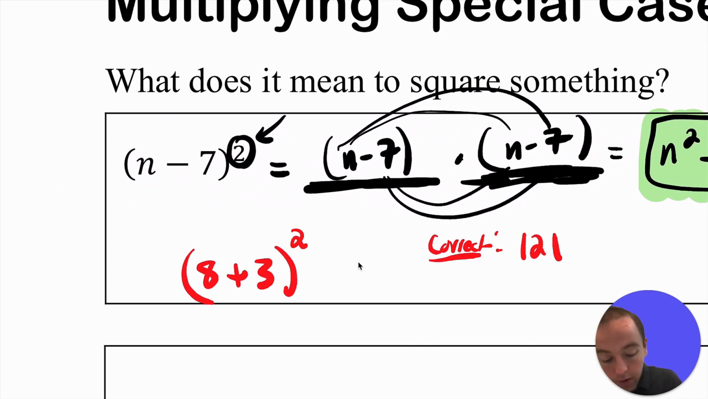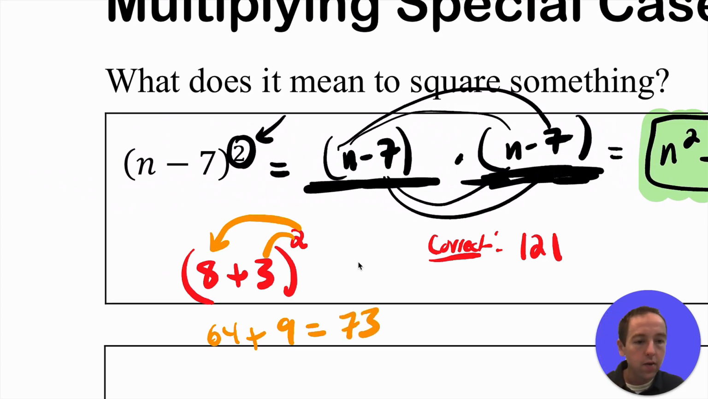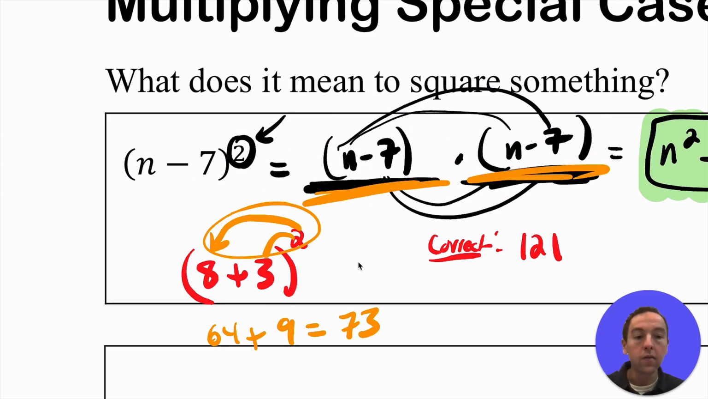If you thought you could square everything separately and do 64, then square the other and get 9 and add those together, well, 64 plus 9 equals 73, but that doesn't give you the correct answer of 121. That shows you why an exponent doesn't multiply anything. An exponent tells you how many times you're supposed to multiply something with itself.